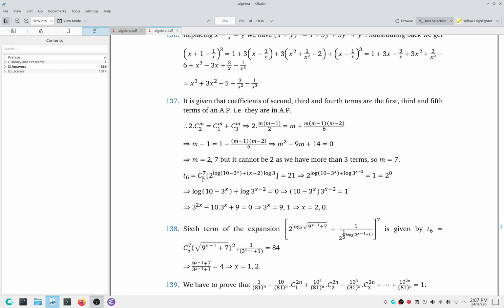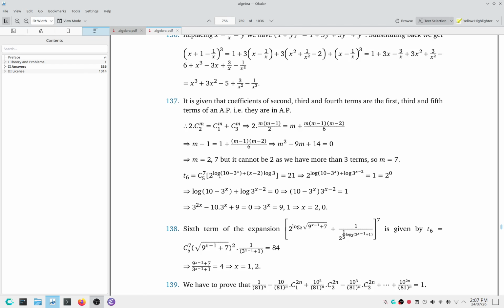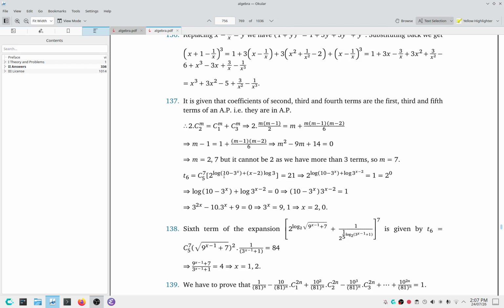So m is equal to 7. Now once we have 7, we are supposed to find the value of x. Sixth term is equal to 21. So find the sixth term, 7C5, and then this square root will be all gone here. It will be 2 to the power (log of 10 minus 3 to the power x) plus (x minus 2) times log 3, which is equal to 21. You simplify and solve, we get 3 to the power x is equal to 9 and 1, so x is equal to 2 and 0.